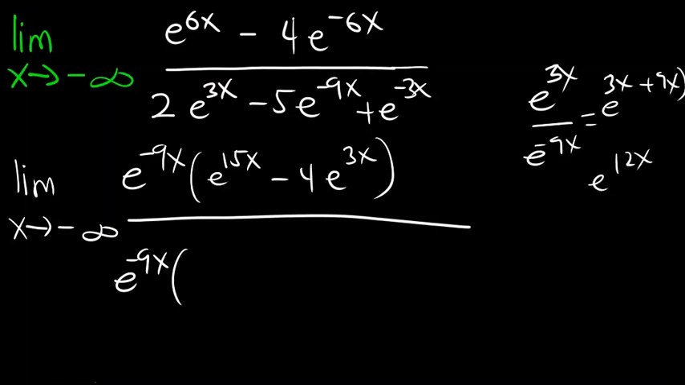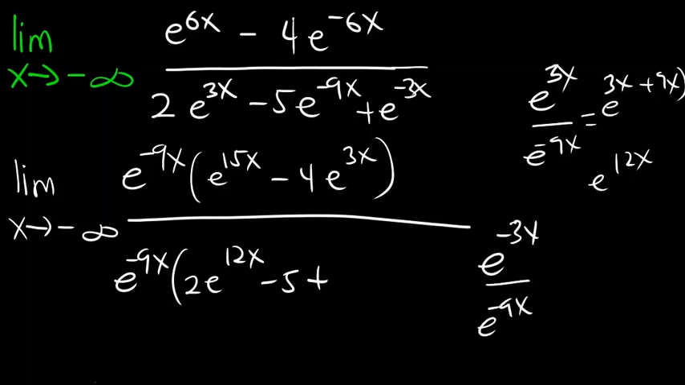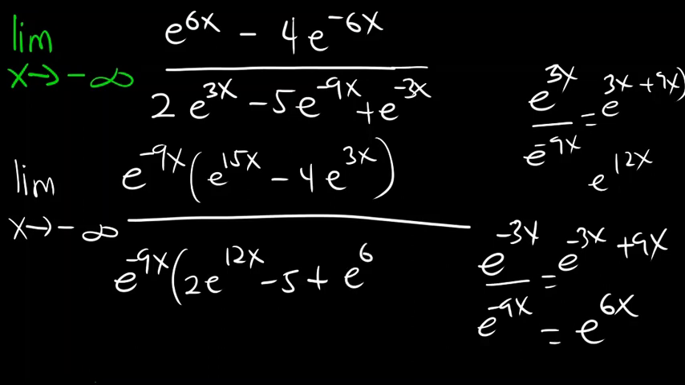Okay, so bracket open, 2 times e to the power 12x. And then minus 5, because it has e to the power minus 9x attached to it. So plus, let's look at what you're going to have for the last term. We have e to the power minus 3x divided by e to the power minus 9x. That will be equal to e to the power minus 3x plus 9x. That will be equal to e to the power 6x. So plus e to the power 6x.